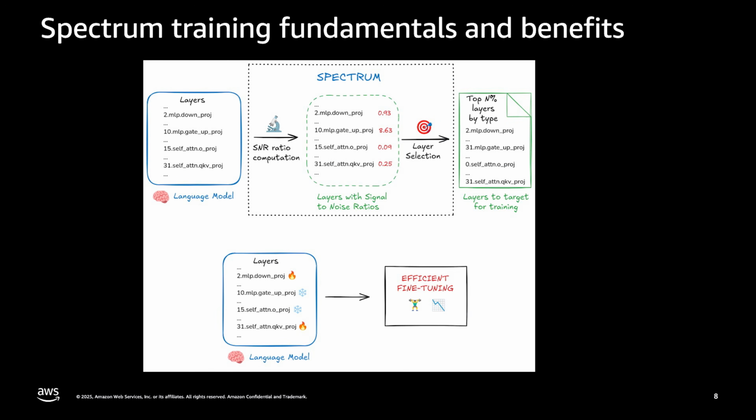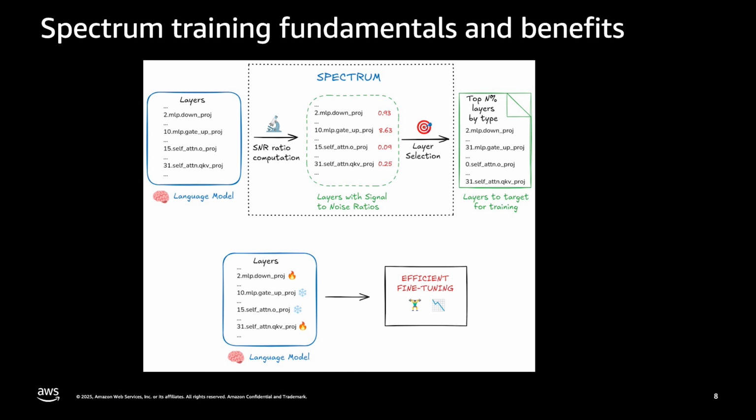So a little bit about Spectrum. Spectrum is a newer, more advanced method. It leverages a technique known as signal to noise analysis to identify which layers within a model are most responsive to new data. You can then fine tune just these high impact layers, often somewhere between 30 and 50% of the model, while leaving the rest untouched. This gives you a balance between efficiency and impact, making it ideal for complex data environments such as multilingual data corpora, medical document classification, or highly imbalanced data sets.